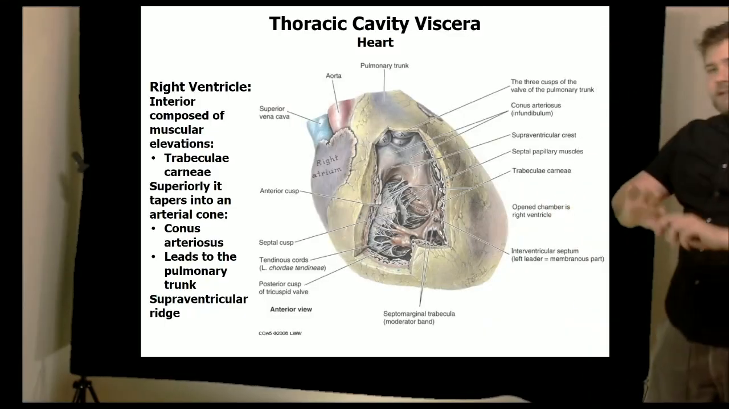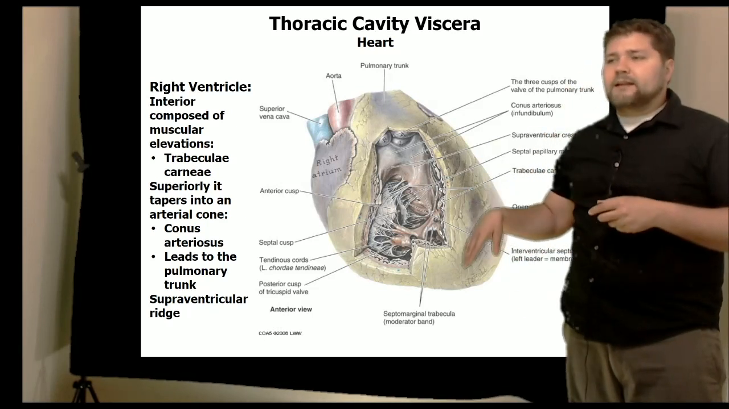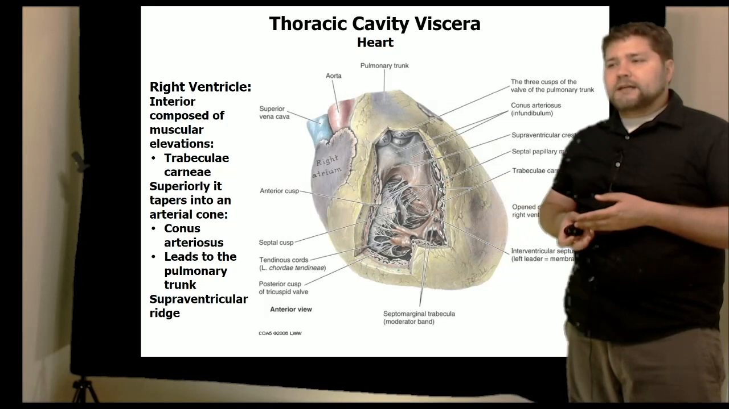All right, so that's everything with the right atrium. The right atrium had a lot going on. It was pretty exciting. Now we get to the right ventricle, which is a little more standard.